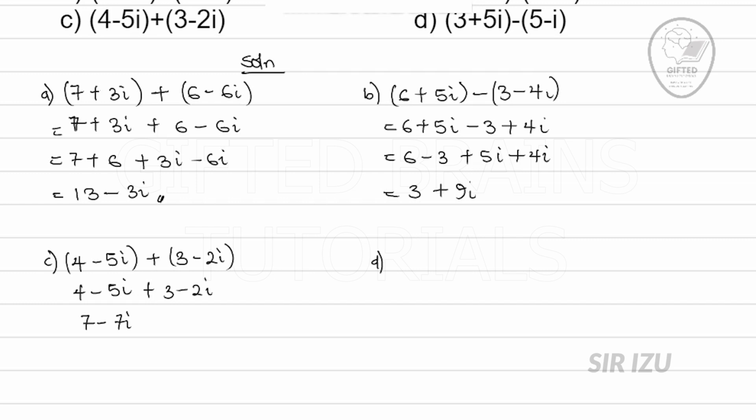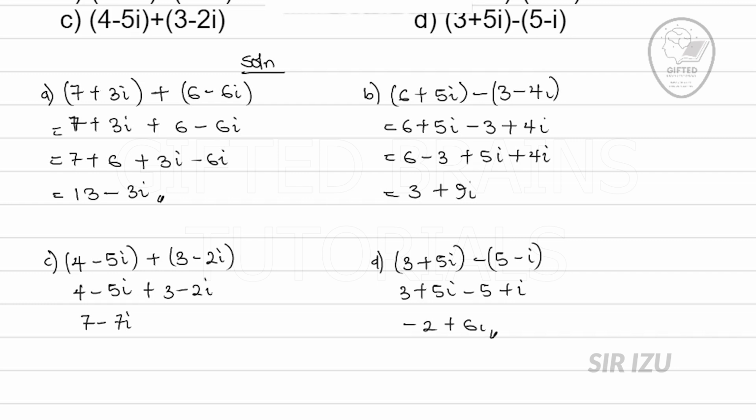So addition of complex numbers is quite an easy one. The D is (3 + 5i) minus (5 - i) likewise. So we can open up the bracket now. If you open up the bracket, we have minus 5 plus i. And then we can just sum them up like that. 3 minus 5 will give me minus 2, and then 5i plus i will give me plus 6i. So that's that about that.